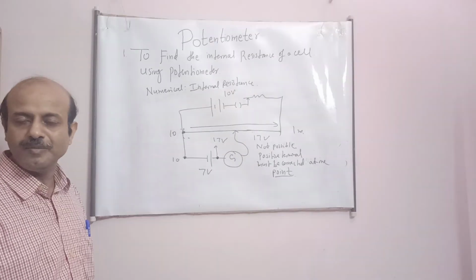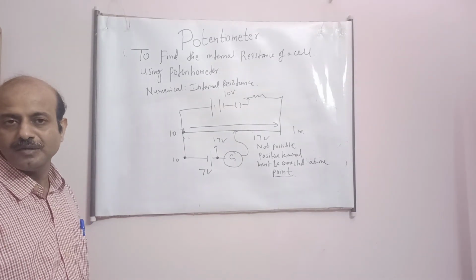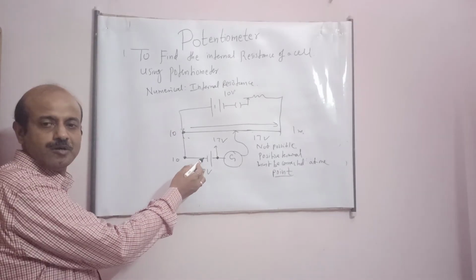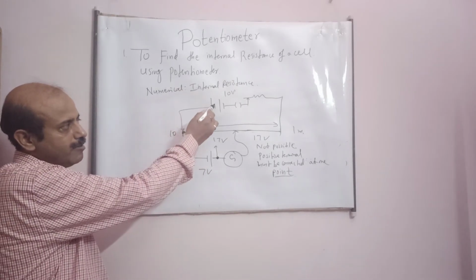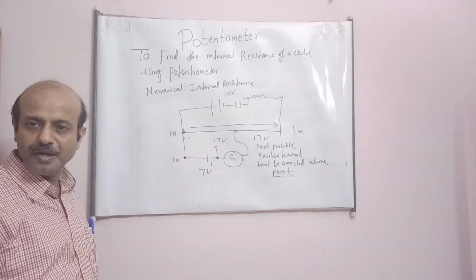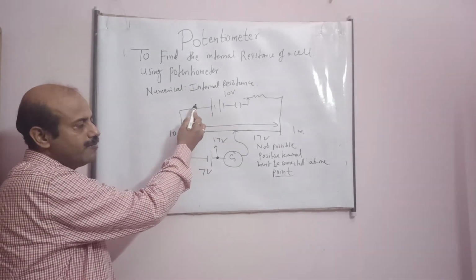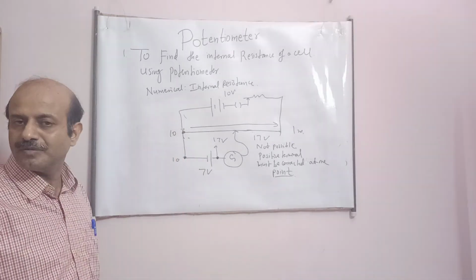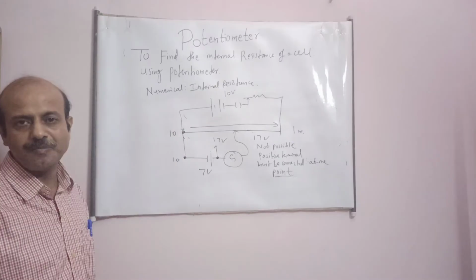So two conditions you have to remember, student. One, the EMF of the cell to be measured should not be greater than the EMF of the auxiliary battery. And the second, the positive of the main battery must be connected with the positive of the cell. Otherwise you cannot obtain the null point, student.